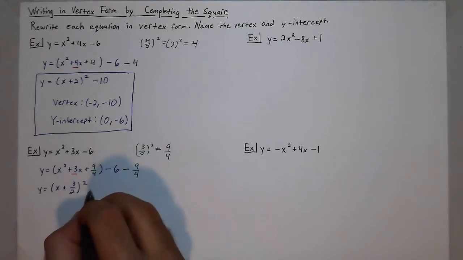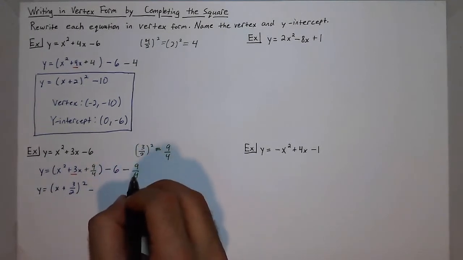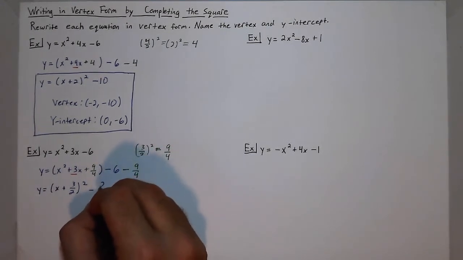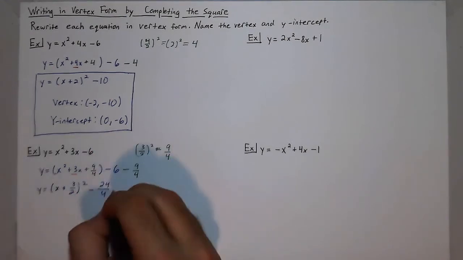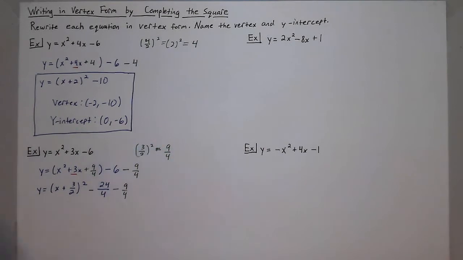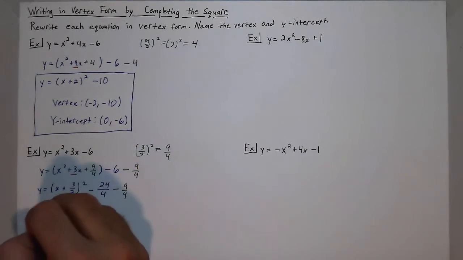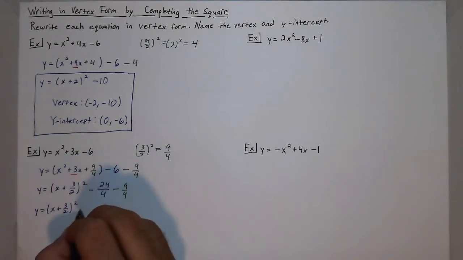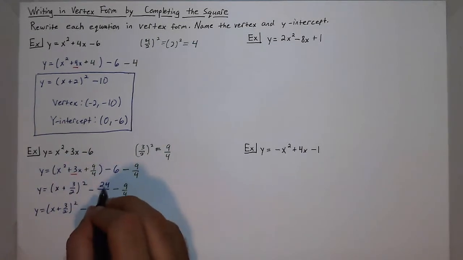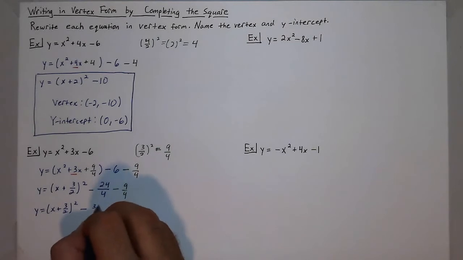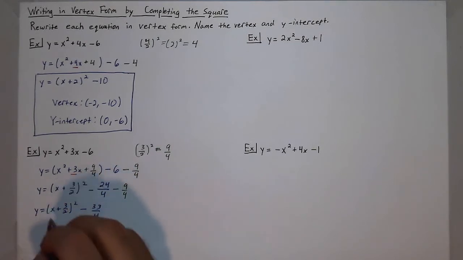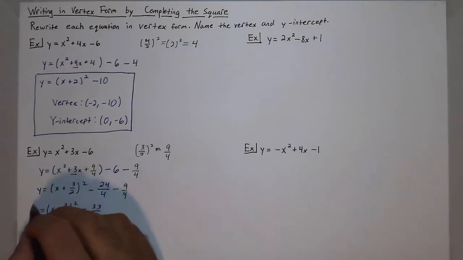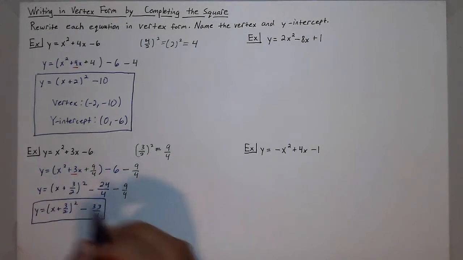And here I have negative 6 minus 9/4, so I'm going to need a common denominator. So that's like 24/4. That's equal to 6. And then minus 9/4, which gives me y is equal to x plus 3 halves squared minus 24 minus 9, which is 33/4. So there's my vertex form. Even with all those fractions, that wasn't so bad.